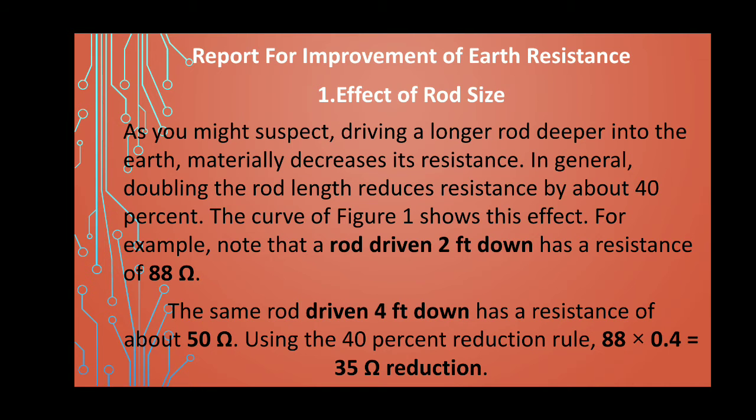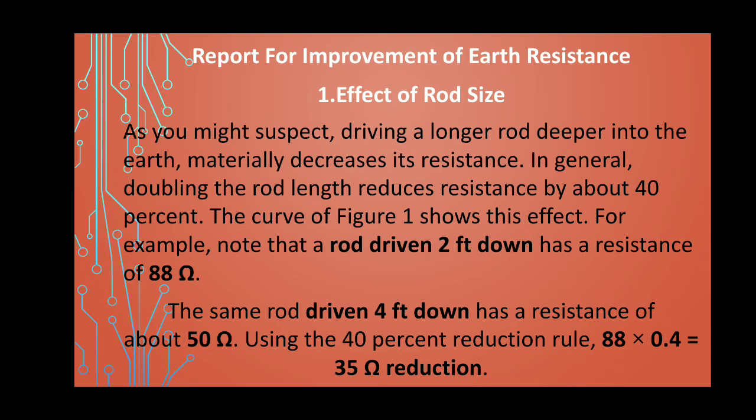Next, we have to see the report for the improvement of the earth resistance. Which things are required? First is the effect of the rod size. As you know, the longer the rod driven deeper into the earth, so that the rod is deep inside the earth, then it materially decreases the resistance. In general, doubling the rod length reduces the resistance by about 40%. The curve of that we have also studied in the theoretical session.